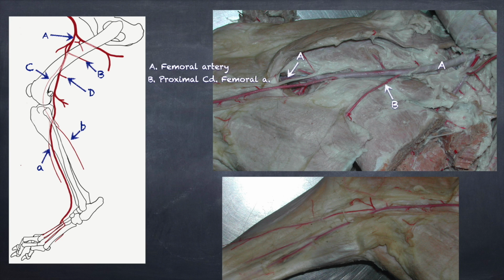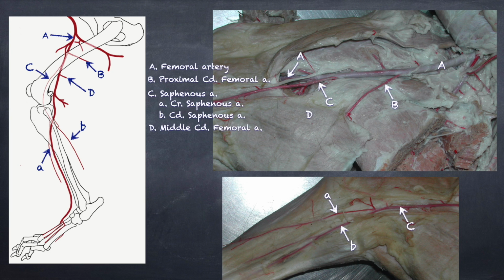The femoral artery is going to give off a very thin branch that's going to stay superficial, and it's going to stay superficial on down the medial aspect all the way down into the crus, and that's the saphenous artery. And it's going to have a cranial branch and a caudal branch. Now after it gives off that, it's going to start to dive deep. Okay, so we have a proximal and a middle caudal femoral artery. That middle caudal femoral comes off just after the saphenous artery when the femoral starts to dive deep.